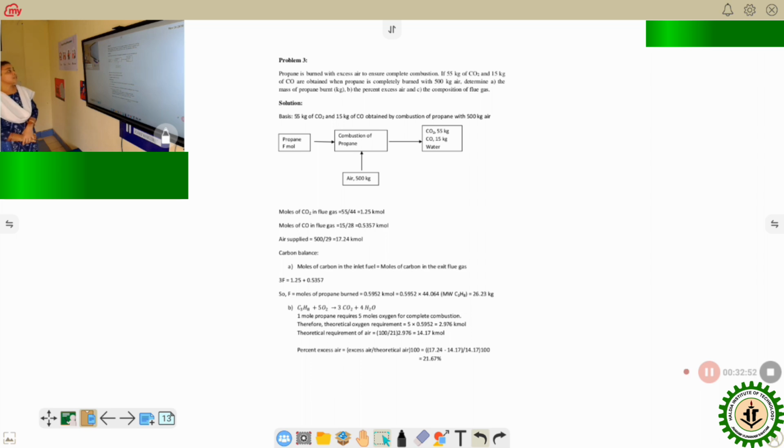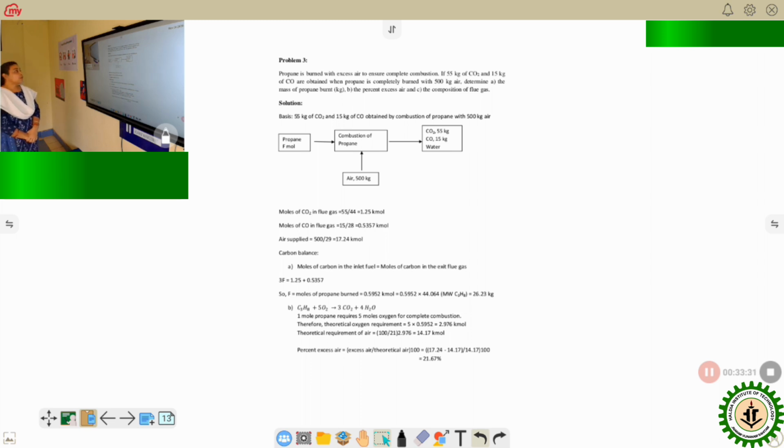Now question number 2 is for the percent excess air. You have to calculate the percent excess air. Considering the balanced stoichiometric equation, according to the stoichiometry, 1 mole of propane requires 5 moles of oxygen for complete combustion to produce carbon dioxide. Therefore the theoretical oxygen requirement to burn the given propane is 5 times the moles of propane burned, 0.5952, so it comes to 0.976 kilomole.